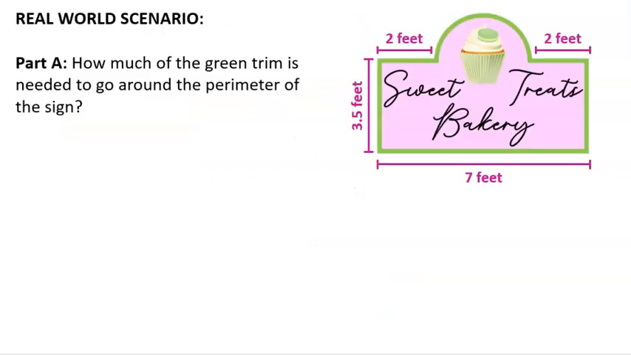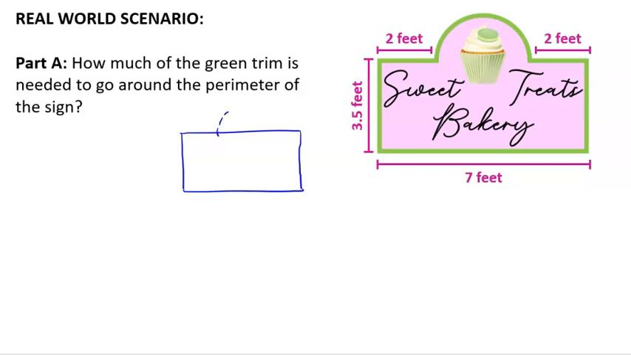So now let's go ahead and jump into a real world scenario. In this scenario, we have a bakery sign, and for part A, it is asking us how much of the green trim is needed to go around the perimeter of the sign. So we're talking about the outside here. I'm just going to redraw this. It looks like we have a combination of 2 different shapes here. We've got a rectangle, and then we've got this semicircle at the top.